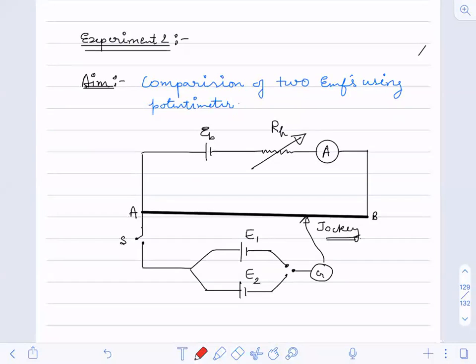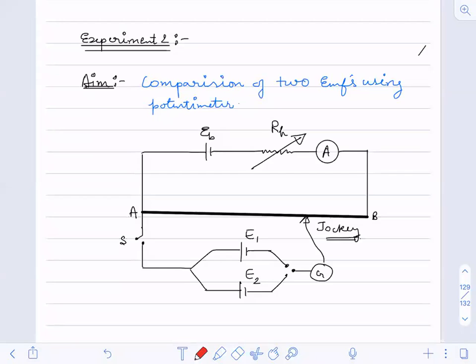Now, the second experiment is about this: if I give you 2 EMFs, suppose 2 cells, 2 batteries, and I ask you to compare these two. Comparison means I'm not asking you the values, which one is having what volt. We can do that later on. I'm just interested in finding which one is greater and which one is smaller, which one is having greater EMF and which one is having smaller EMF.